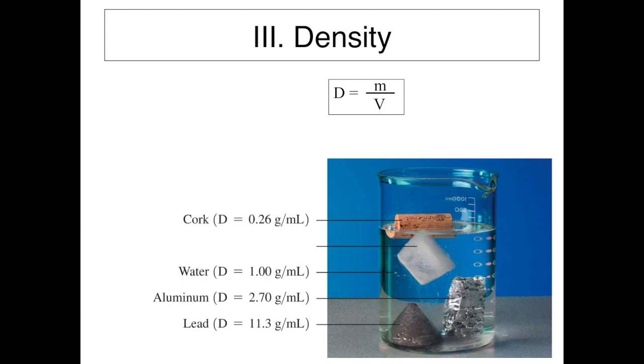As you see here, you see that cork floating? Well, that's because its density is only 0.26 grams per mL. How about that ice cube? What do you think its density should be? More or less than 1? That's right, the density of solid water, or in this case ice, is less than water, 0.92 grams per mL. That's why it can float.